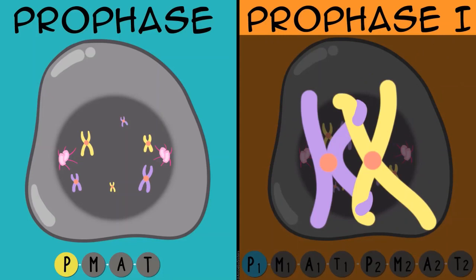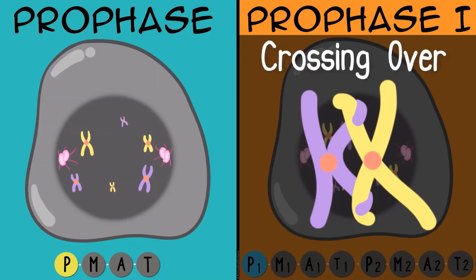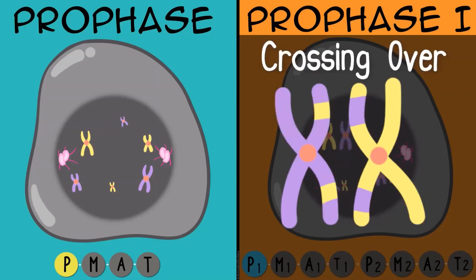In this formation, chromosomes can transfer their genetic information and exchange it between each other. It's called crossing over. It can make for what we call recombinant chromosomes.